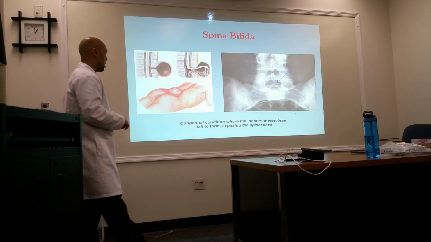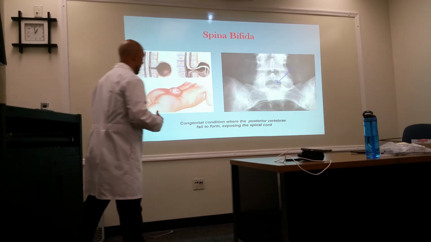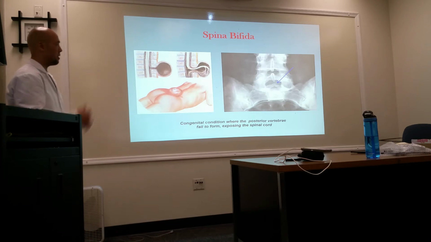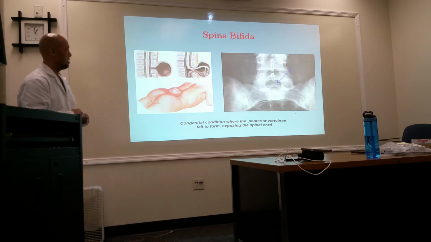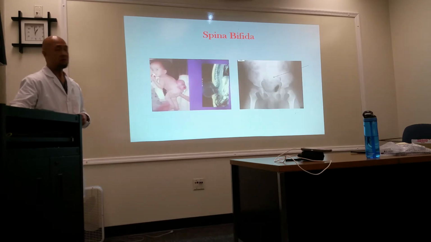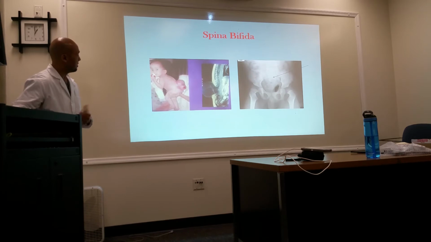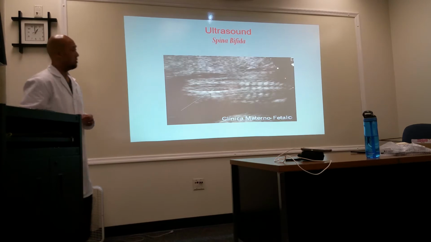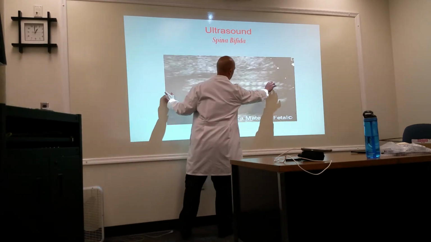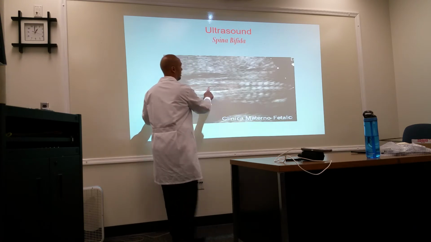Spina bifida is where the backside, so the lamina and spinous process, there is no bone there, so it does expose the spinal cord. So there's an example of a child with spina bifida. This is a pretty extreme case. And then on ultrasound, you see the spinal column here, and then all of a sudden there is no bone here.